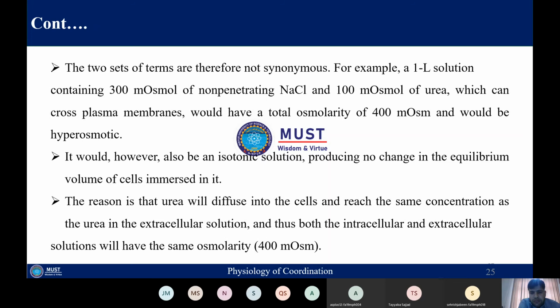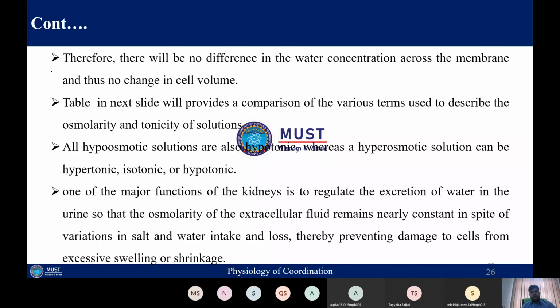You can also say that when the solute concentration increases inside the cell, that urea will again start to move from its higher concentration to lower concentration, and at the equilibrium stage we will have no net movement. So that's why this can also be called an isotonic solution. So urea will diffuse into the cell and reach the same concentration as the urea in the extracellular solution, and thus both the intracellular and extracellular solution will have the same osmolarity, equal to 400 mole. So there will be no difference in the water concentration across the membrane and no change in the volume.